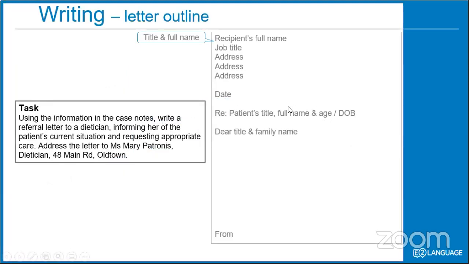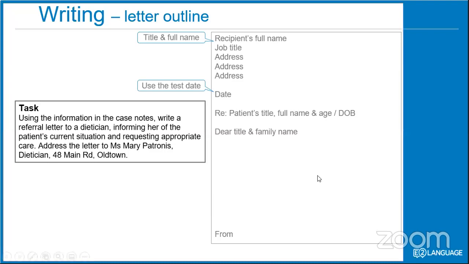So the letter outline is like this. At the top, you have the title and full name of the person receiving the letter, if you know it, then their job title and full address. After that, you put the date. What date? The date of the test. Don't start worrying too much about what it might be. Just put the date that you're writing the letter.